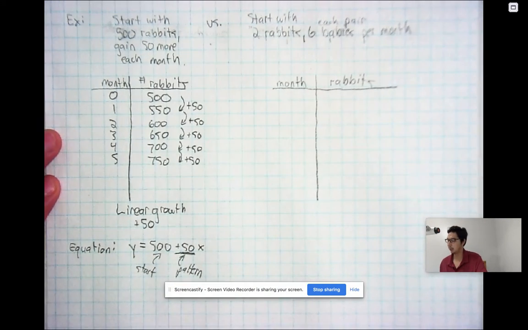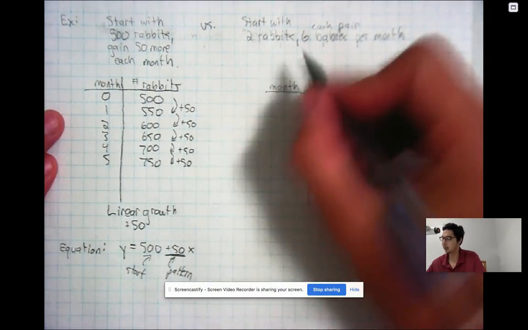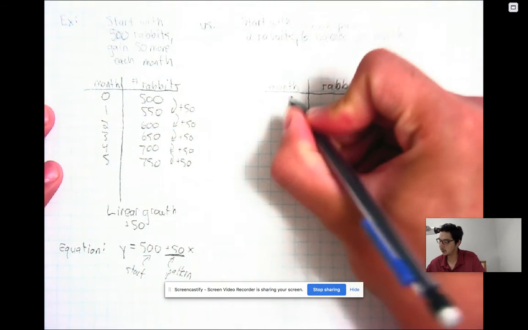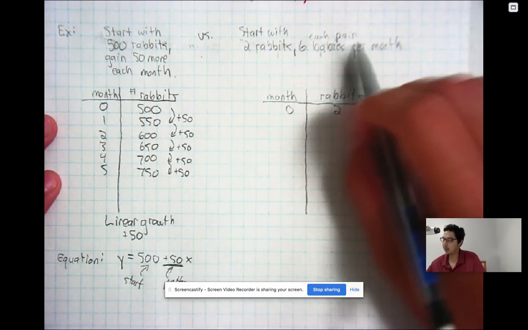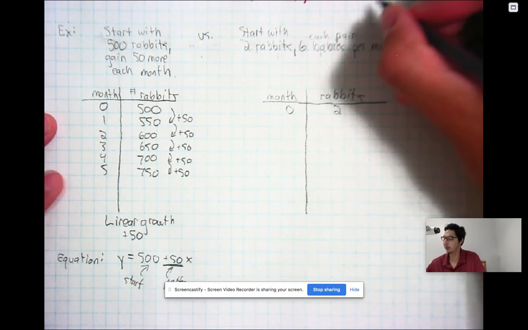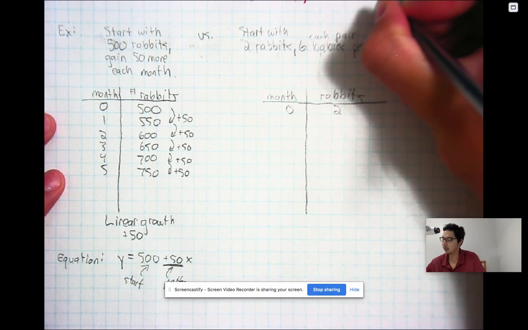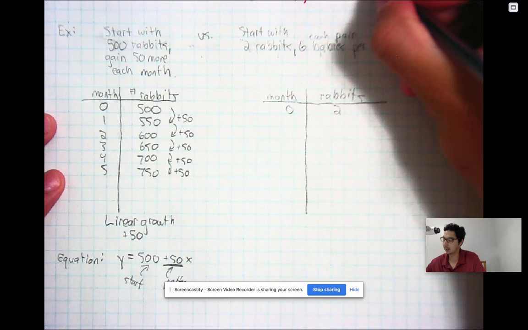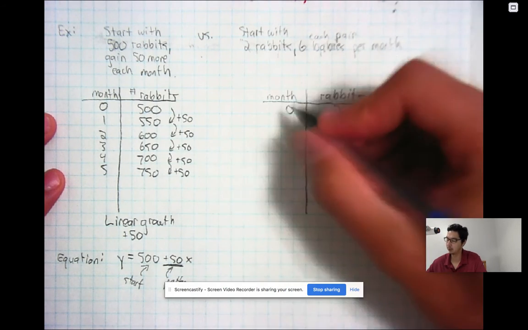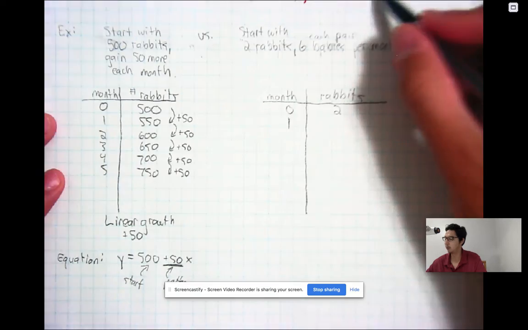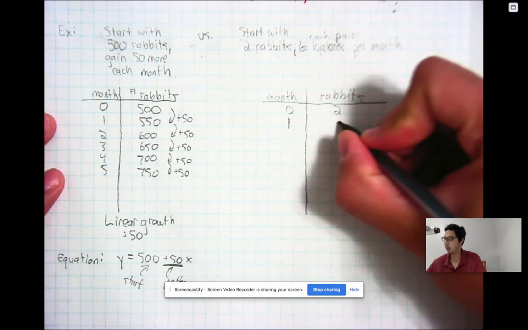Now let's look at this case over here. In the beginning there were only 2 rabbits, so in month 0 there were 2 rabbits, and each pair had 6 babies per month. Now, just be careful here. So let's draw a picture. You have 2 rabbits, and that pair has 6: 1, 2, 3, 4, 5, 6. So in total, after 1 month, there'll be 1, 2, 3, 4, 5, 6, 7, and 8 rabbits.